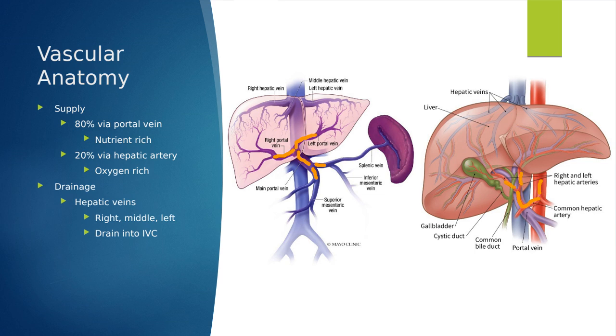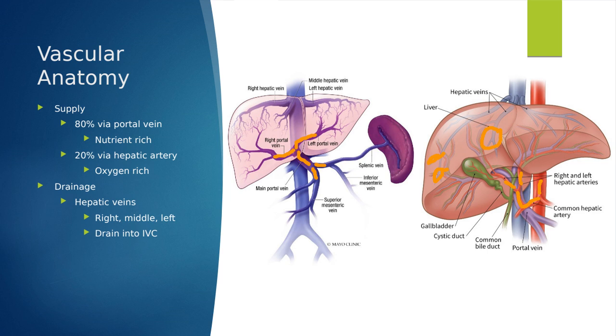Now, the drainage of the liver, pretty straightforward. We said we have a left, a middle, and a right hepatic vein. All of these smaller veins here are going to converge, meaning they all join together to form three larger ones, the left, the middle, and the right. The left, the middle, and the right all drain into the IVC.